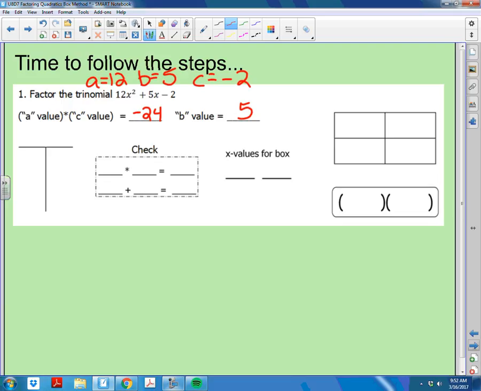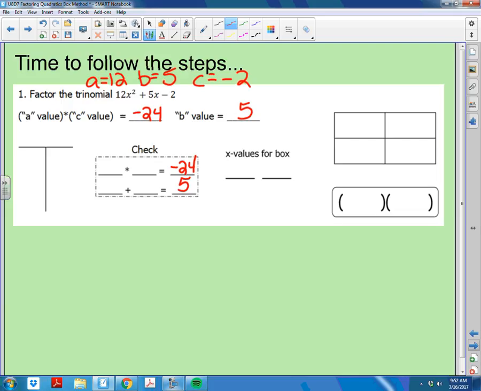Now what that means is when we factor negative 24, we want to find two numbers that when multiplied together get negative 24, but when added together get you positive 5. That's the goal. The goal is to find the factors of negative 24 that multiply together to get negative 24 and add to get 5.